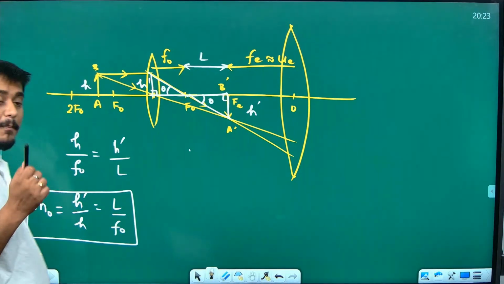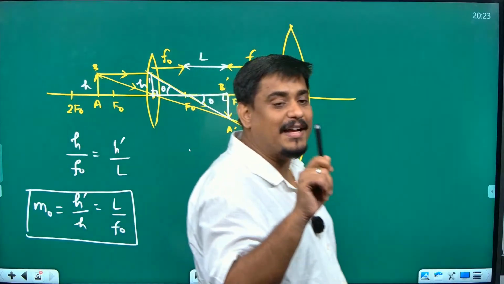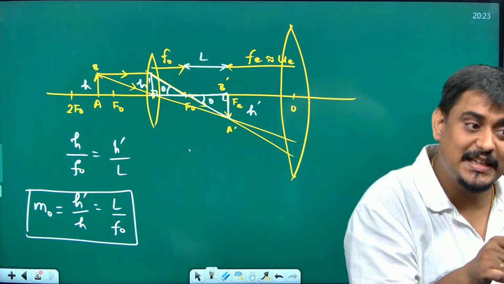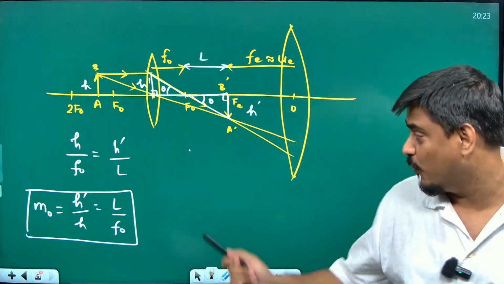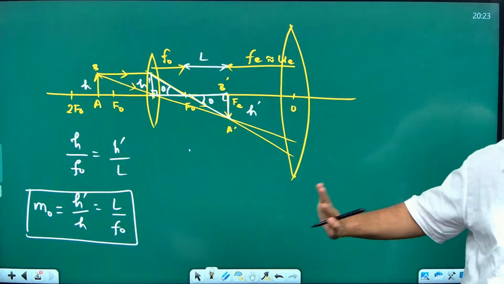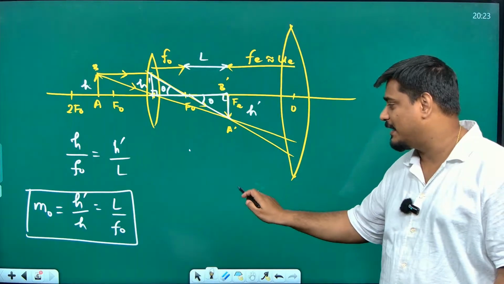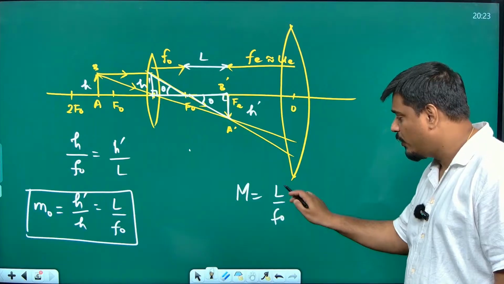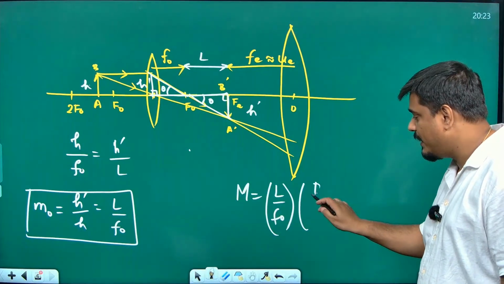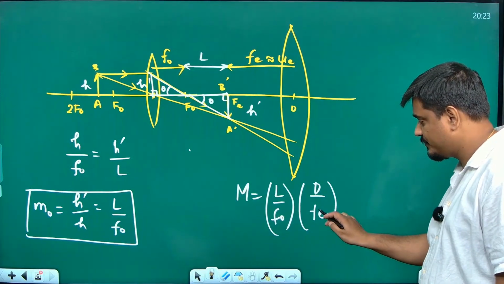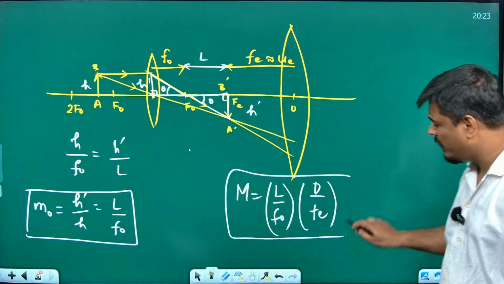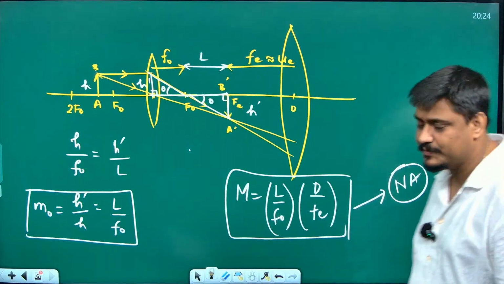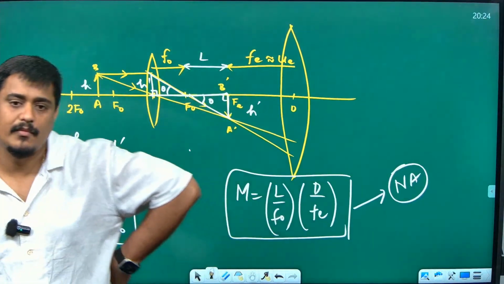In my derivation I took the magnification of the objective as VO by UO. NCERT is taking L by FO. That's why I'm telling you separately. So here the magnification of the compound microscope is L by FO into D by FE, and it is only valid for normal adjustment. Remember that. Is it clear to you?